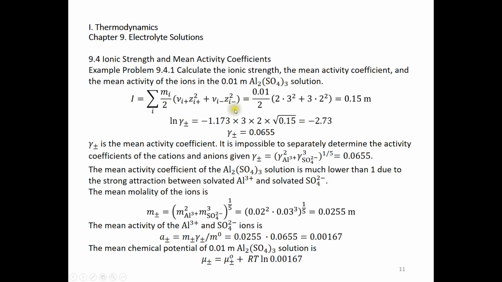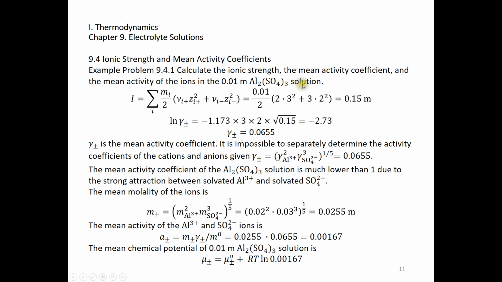We use this formula, but we have only one electrolyte, so don't worry too much about the sum sign. We're just summing over only one electrolyte, and the molality of this electrolyte is 0.01 over 2, and then we have the coefficient multiplied by the charge squared for both aluminum and sulfate, and then we get 0.15 molal.